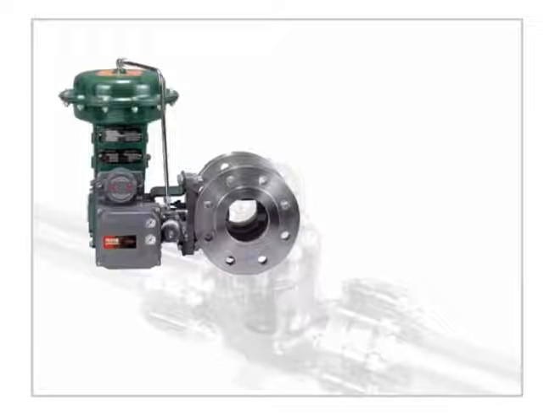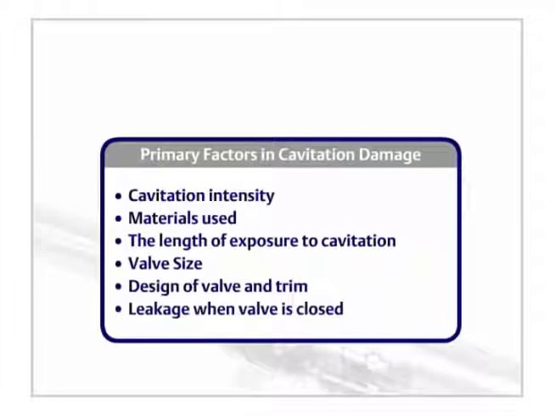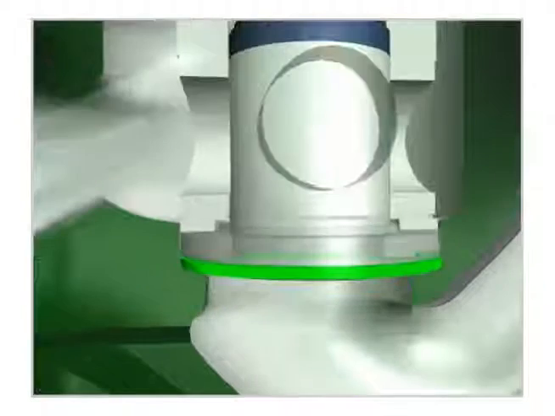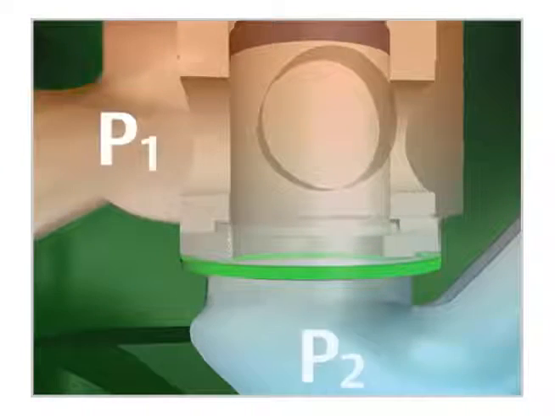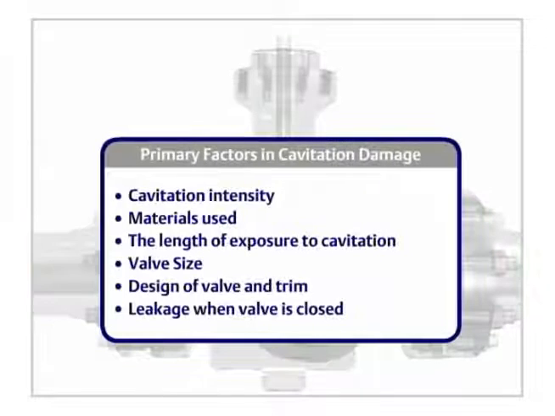High recovery ball and butterfly valves are more susceptible to cavitation damage. If there is leakage occurring when a valve is closed, fluid leakage moves fluid from a high-pressure area to a low-pressure area, which results in cavitation and potential damage. Cavitation damage can be reduced by altering or accommodating any of these factors.